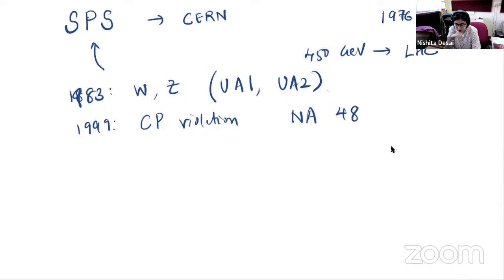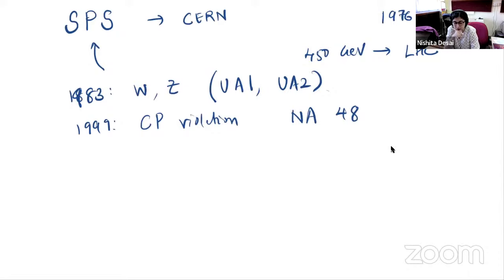There are currently 5 running experiments on SPS, which do various different things, from neutrino measurements to measurements of exotic decays of kaons and so on. You can just look it up on Wikipedia. There's lots of interesting stuff there.